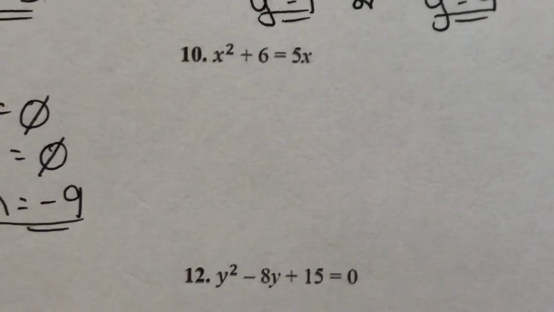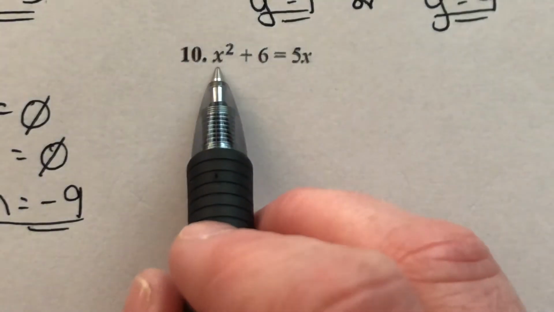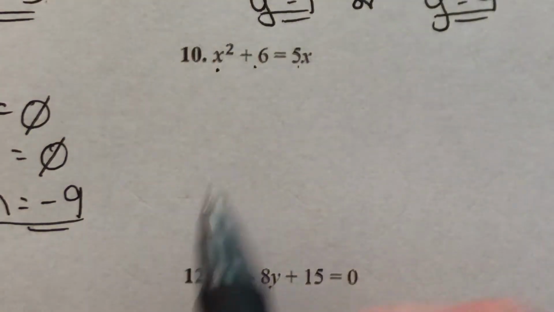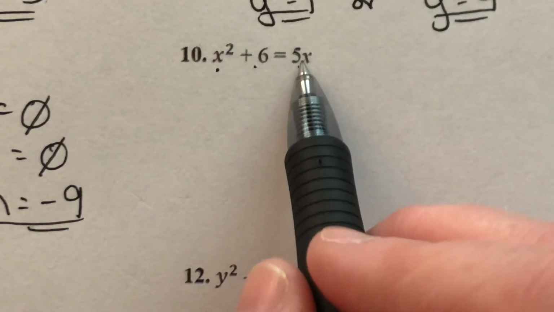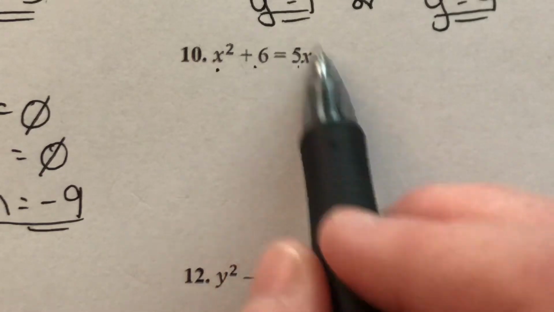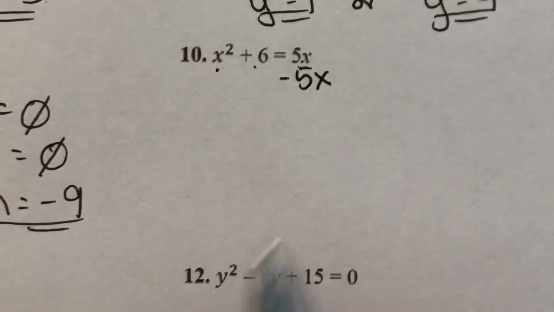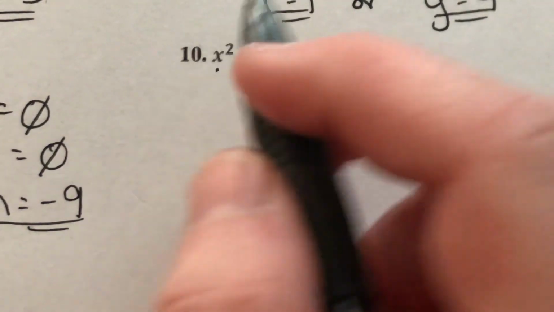Number 10. x squared plus 6 equals 5x. Here we do not have this equal to 0. So I need to move this term to this side of the equal sign and get 0 here. So I'm going to subtract 5x from this side, and whatever I do on one side of the equal sign, I'm going to do the same thing over here.